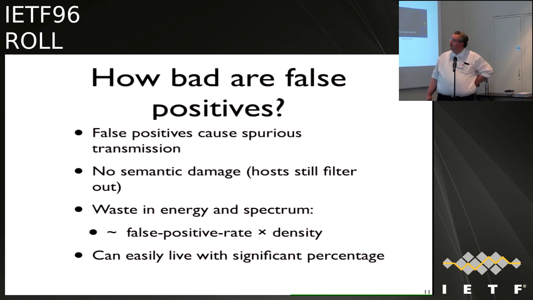So how bad are these spurious transmissions? First of all, they have no influence on correctness. So there is no semantic damage. We just have more packets than you would like to have. So we have to find out what is the false positive rate and what is actually the density. So how often is the fact that a false positive exists actually being exercised in the network. And actually we can live with a significant percentage. So 10 or 20% overhead is fine if we actually manage to save 10 or 20% packet size. So false positives are not necessarily a bad thing.